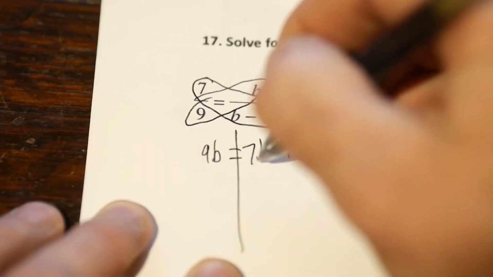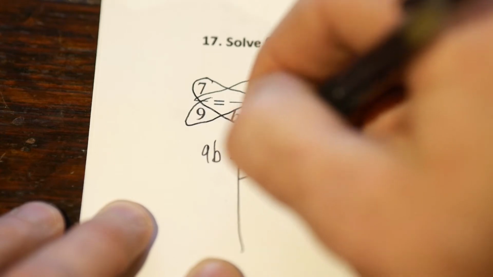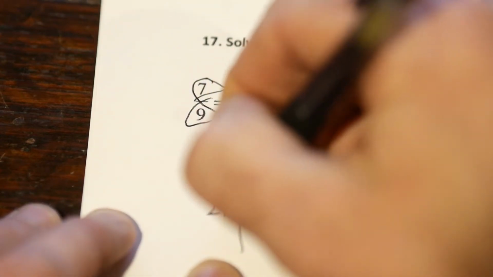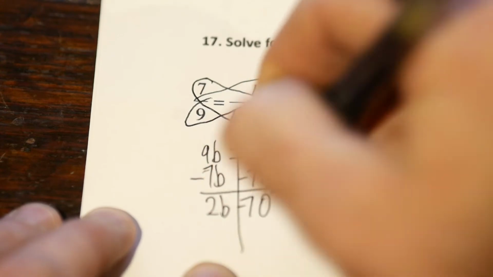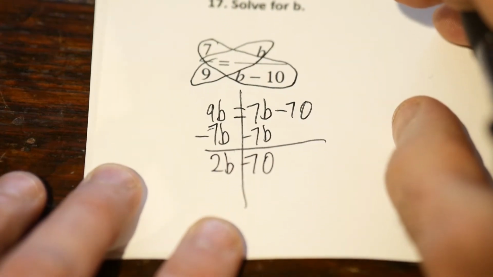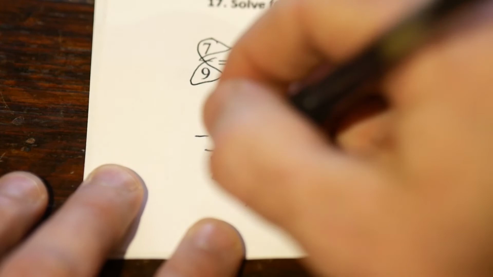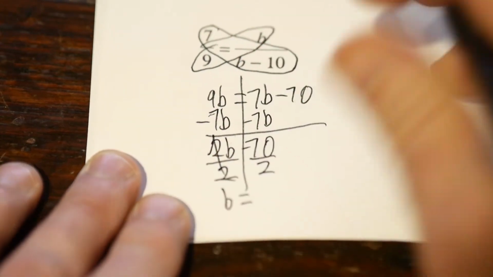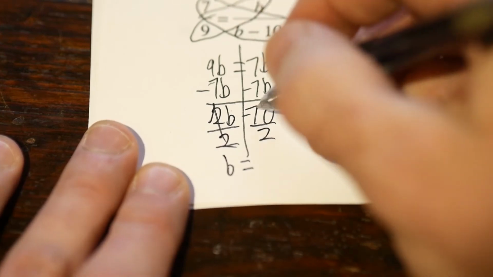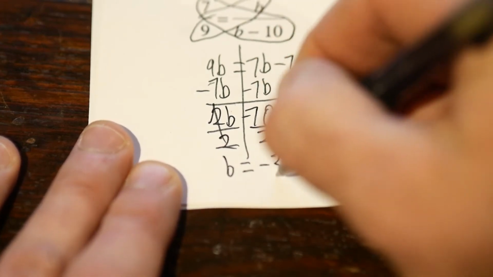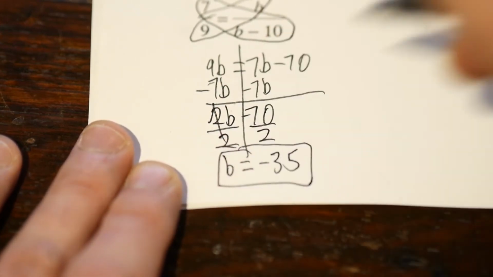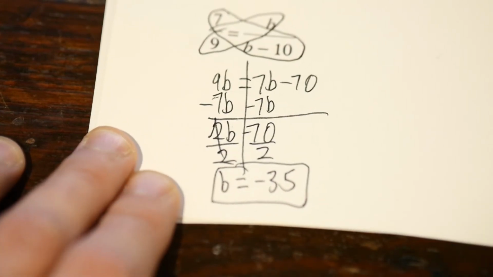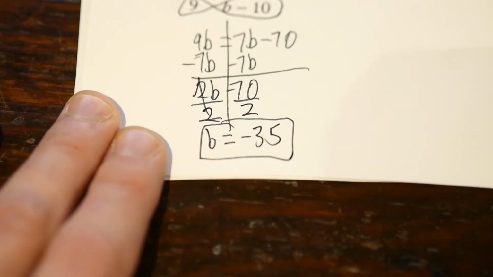All right, so what I'm going to do is subtract 7b from both sides. That's going to give me 2b equals -70. Okay, then I've got to divide both sides by 2. So if these 2's cancel, I'm going to get b equals -70 divided by 2, which is -35. So b equals -35 on that one.